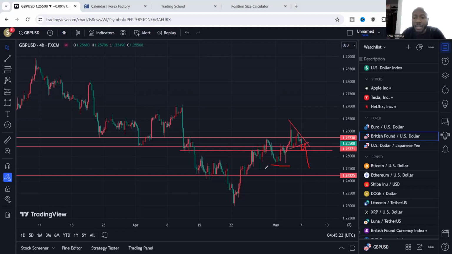We also have some areas here. If you look very well, we have some important areas here. So this could be like TP1. I'll just put one here, or this could be TP2 over here. So I'm looking for a drop as well on the GbpUsd.